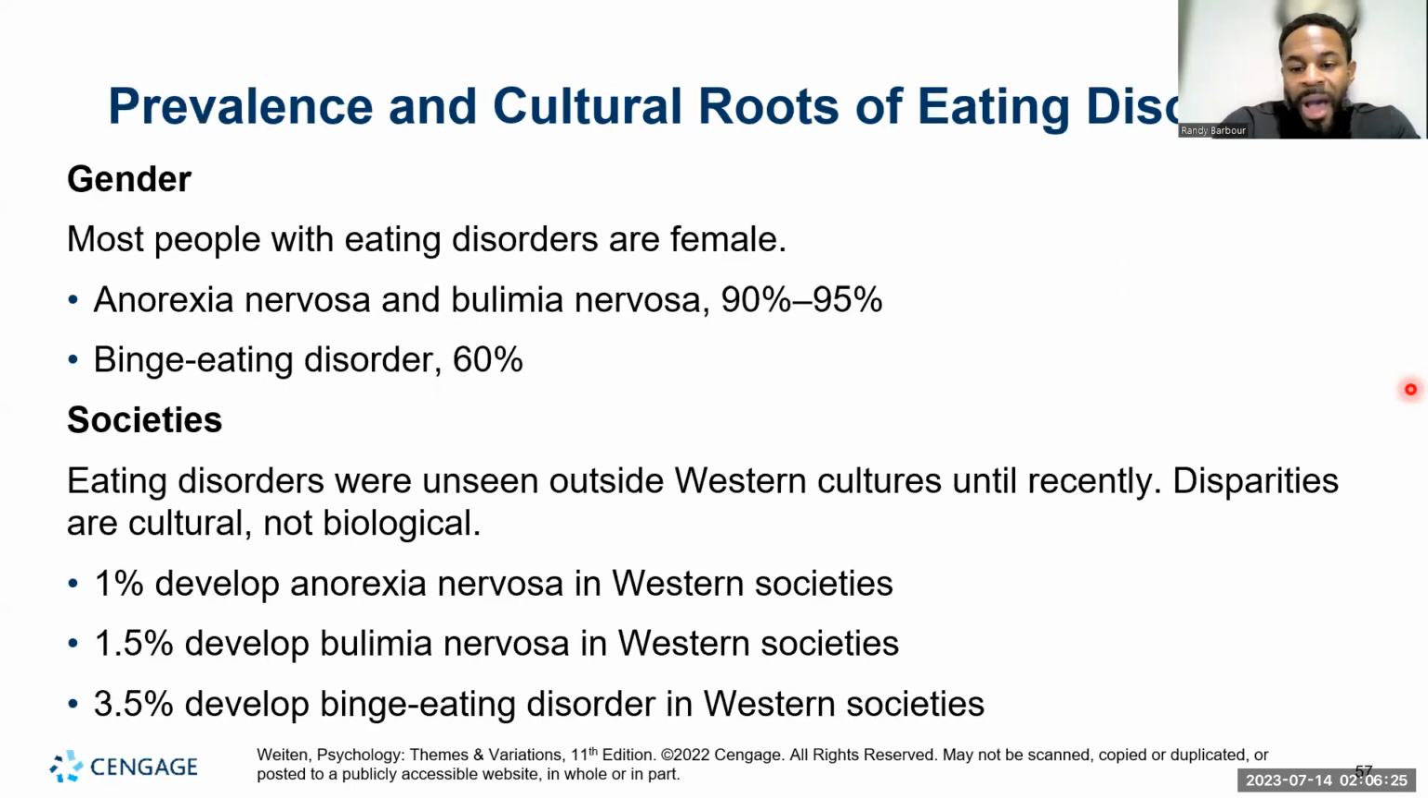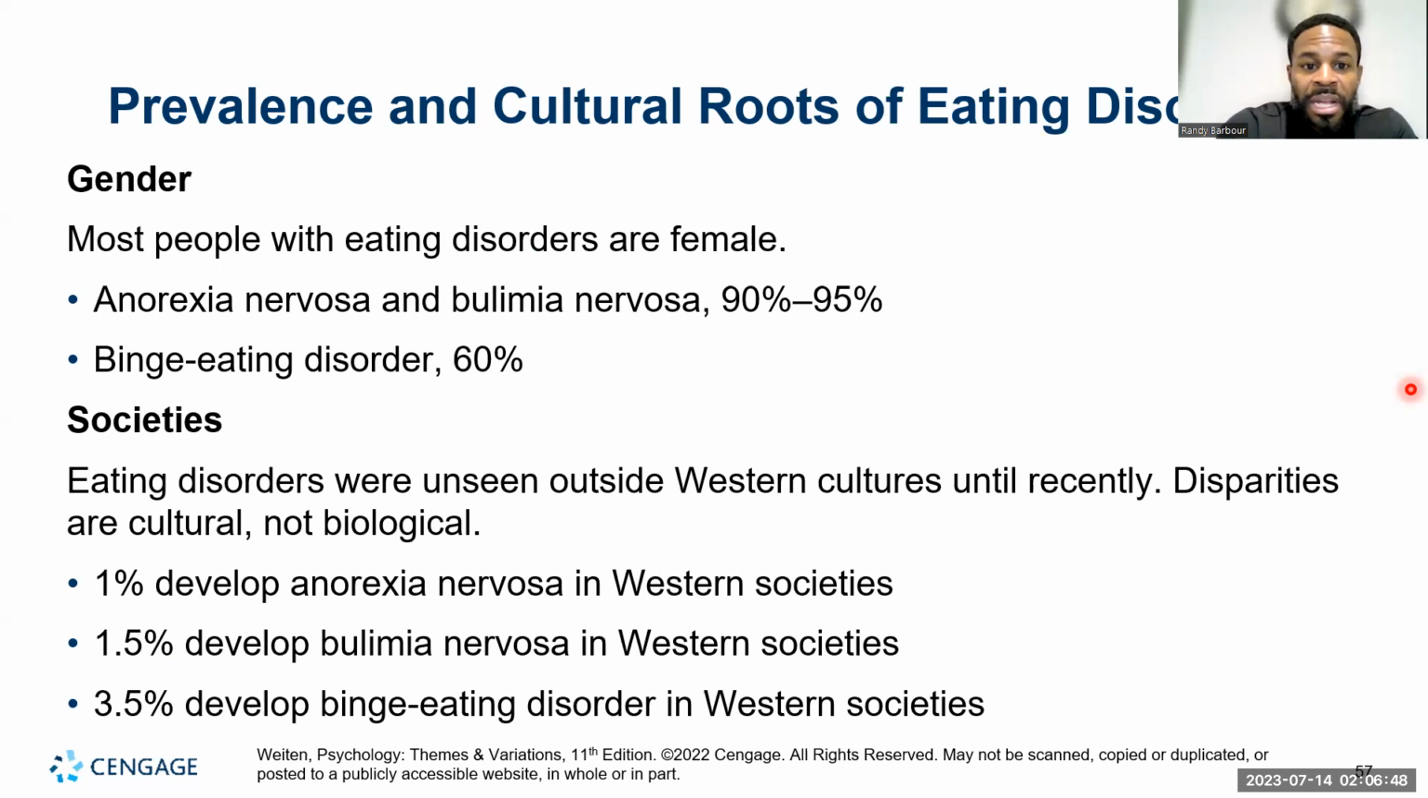Okay. So why is overeating, why are eating disorders a big deal? What is the cause of it? What is the prevalence of it? Most people with eating disorders are female. But again, it's not to say that there aren't any male individuals who have eating disorders.